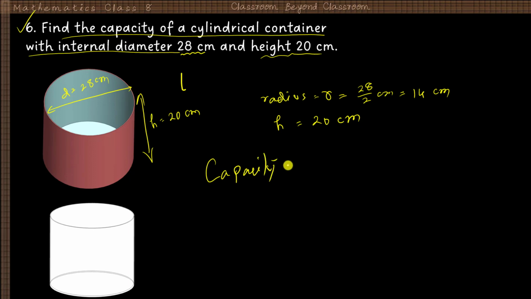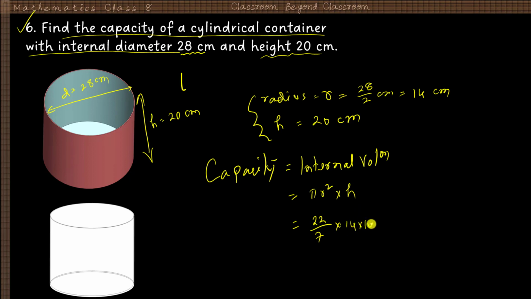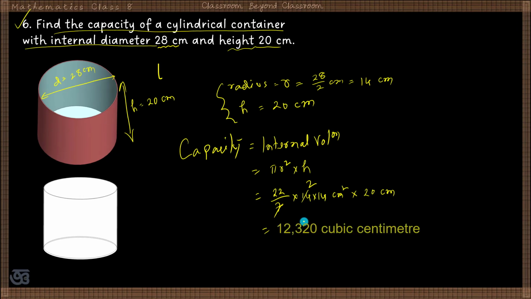So capacity of the cylinder is equal to internal volume of the cylinder. Now these are all internal dimensions. So internal volume is equal to pi r square, the area of the base circle, multiplied by the height of the cylinder. So this is equal to 22 divided by 7 multiplied by r, r is equal to 14, into 14 centimeters square, multiplied by h is equal to 20 centimeter, and this is equal to 7 to the this. And if you multiply this, you should get this value.